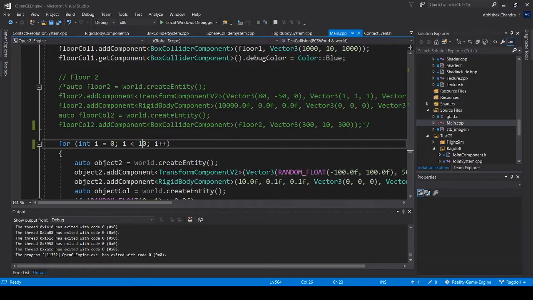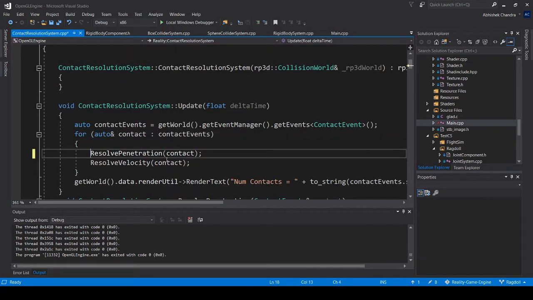Now let's move on to penetration resolution. Like I said, right now, if you let objects sit on the floor for too long, they will start going into it. And also, there is really nothing preventing objects from going into each other in the first place. So for that, just like we had for the particles, we have to resolve penetrations. Every time two objects are penetrating into each other, we have to move them so that they're not penetrating anymore.